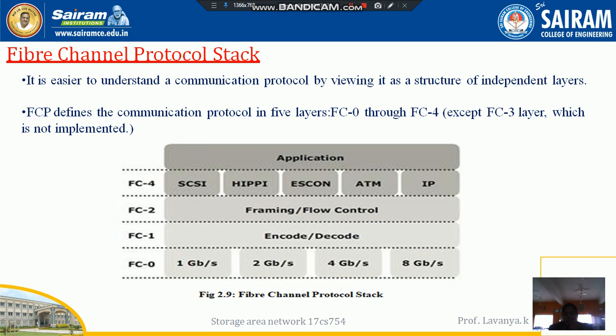The FC standard defines several protocols that can operate on the FC4 layer. Some of the protocols include SCSI, HIPPI framing protocols, enterprise storage connectivity, that is ESCON, and ATM and the internet protocol. All of these are contained in the FC4 upper layer protocol.